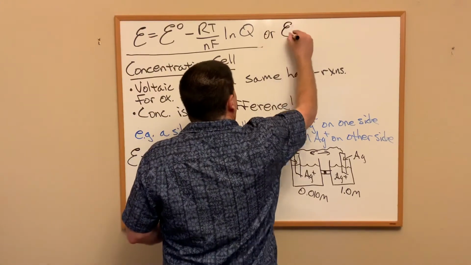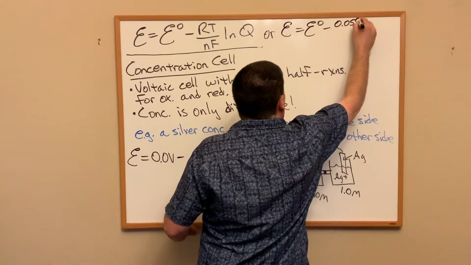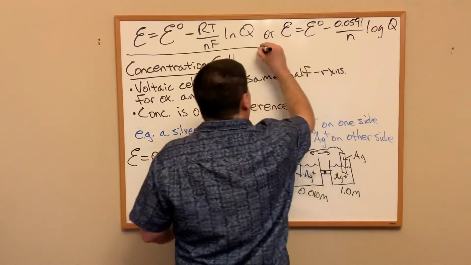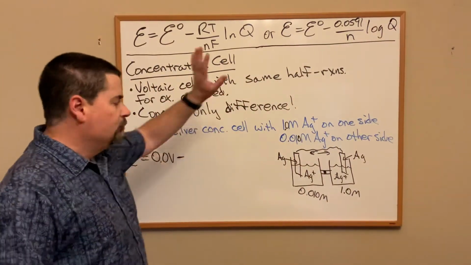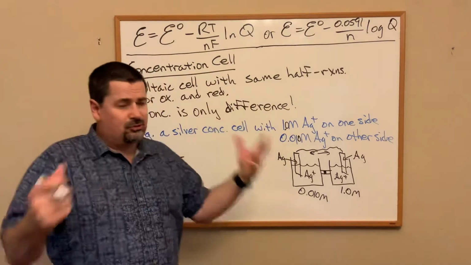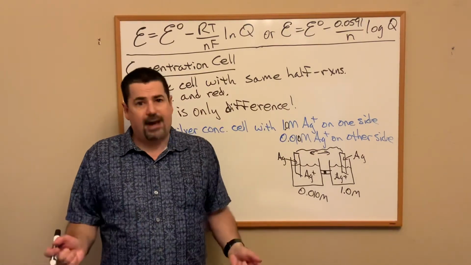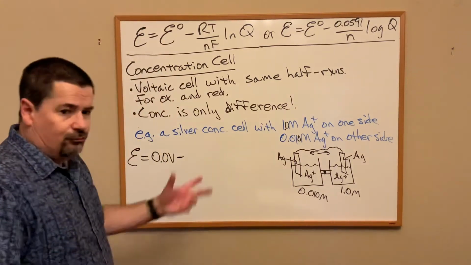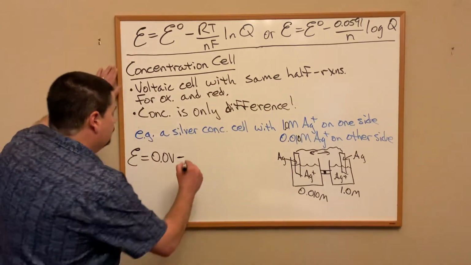Or E equals E naught minus 0.0591 over N log of Q. Okay, so let's use that one. I'm going to assume that we're at 25 degrees Celsius. If I don't tell you what temperature we're at, assume it's standard, and you can always ask. So you can always email me, etc., for the take-home quizzes and stuff. All right, so let's plug that in.